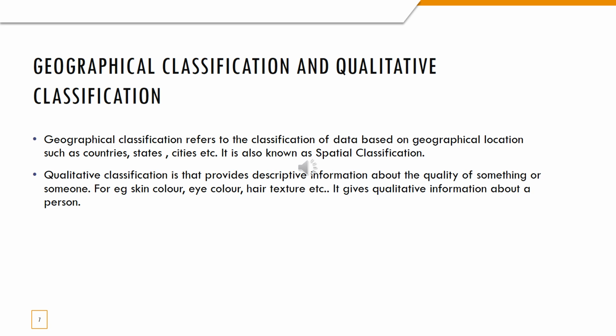So geographical classification is based on geographical location, as the name tells us, whether we are studying about some countries or some states. Suppose we are studying about Asian countries, so I'll make a list of all the Asian countries. Suppose I am studying about the northern states, so I will be writing down the names of all the northern states. So this is the geographical classification. Now qualitative classification tells us about the quality of something. Example, skin color, eye color, etc. They define the quality of the data.